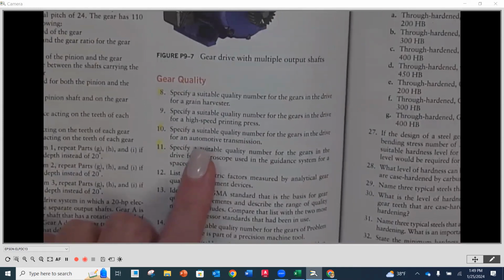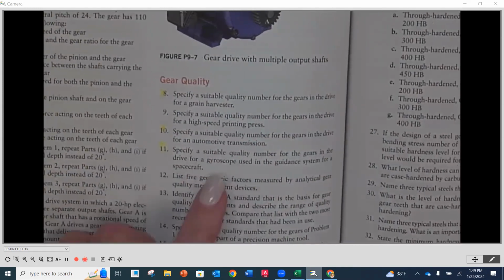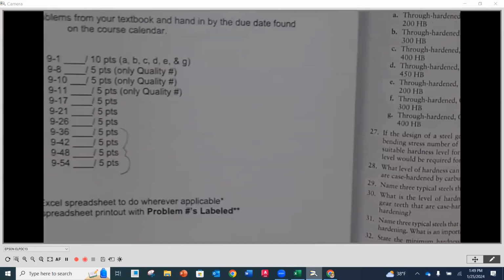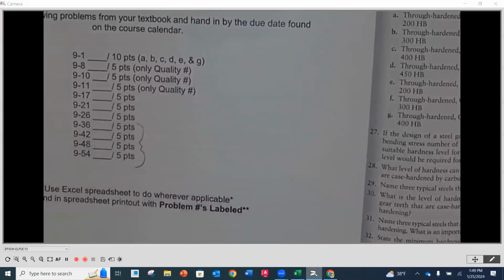The next one is going to be for an automotive transmission. And then the last one is going to be for a gyroscope on a spacecraft, I guess. Okay. So those three, you just need the quality number. You just need the quality number for me.